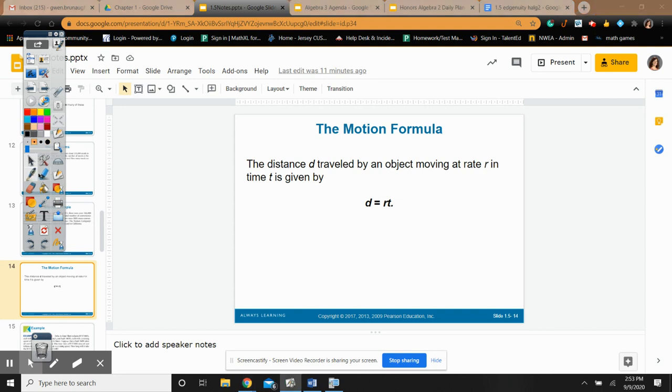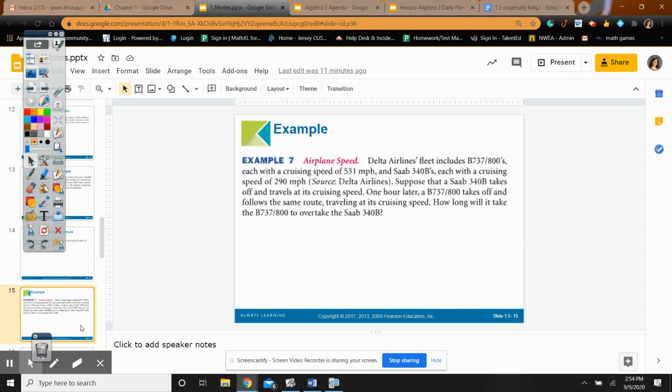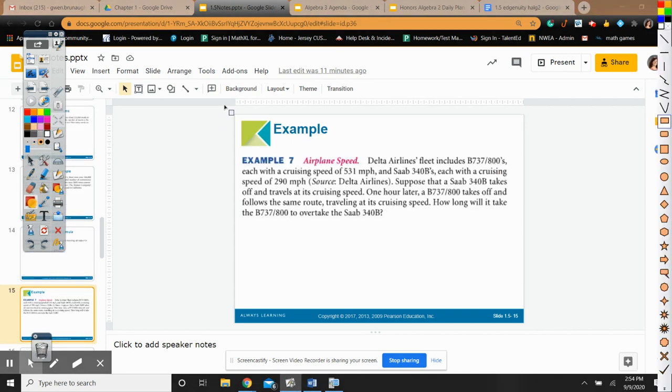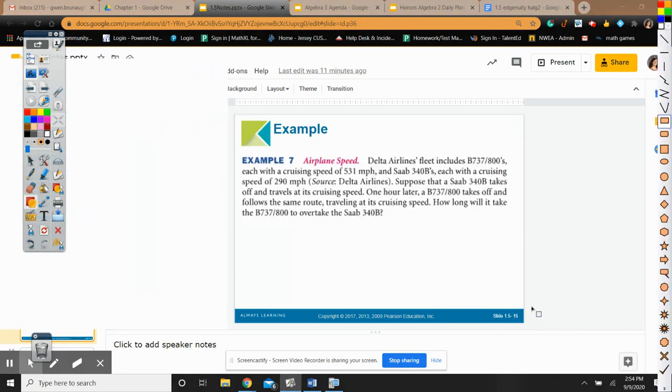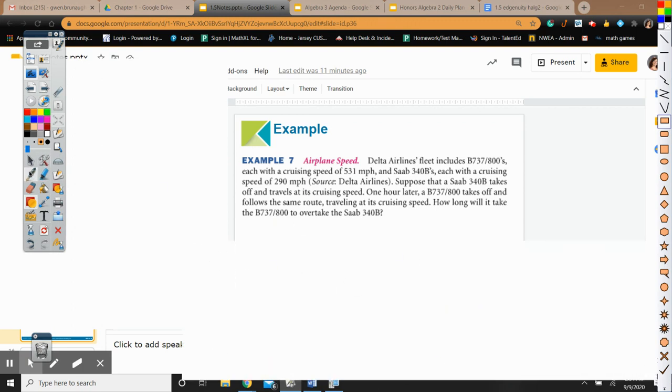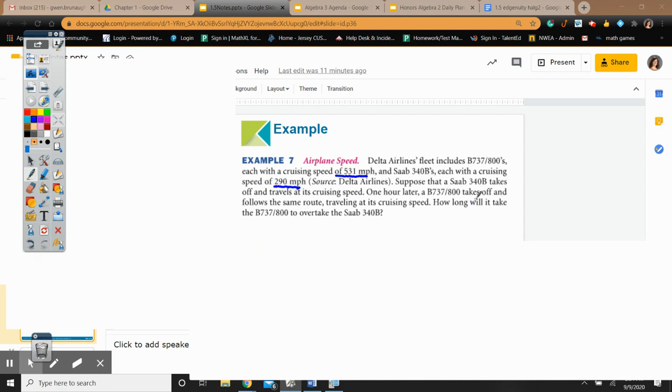Motion formula, you will need to know that distance equals rate times time. That will help us on the next problem here. And here it is. Let's see if I can give myself some space here. Okay, so we have a Delta fleet that has a cruise speed of 531 miles per hour. And then you have a Saab that has 290 miles per hour. Suppose the Saab takes off and it travels at a cruising speed. So here's the Saab, just going, boom. That's an airplane, guys, just cruising.